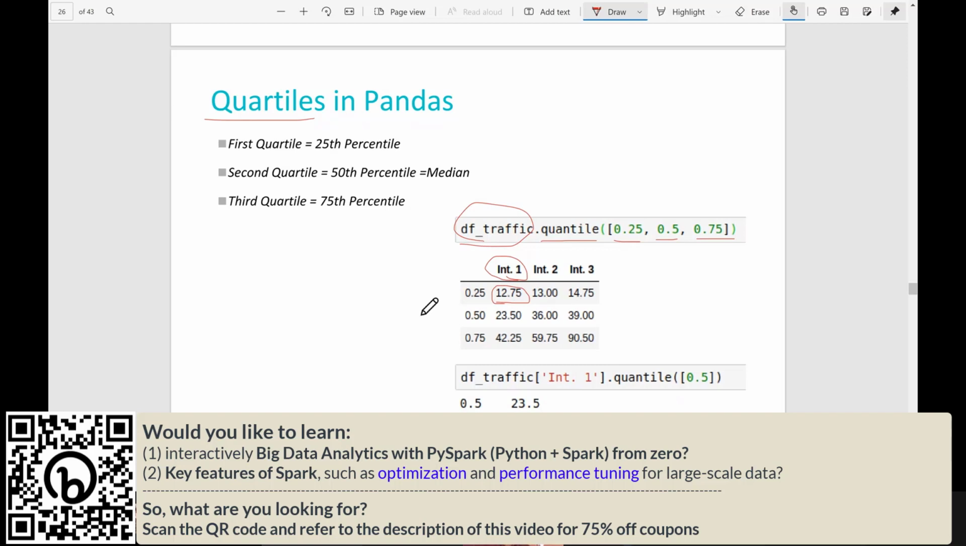Let's say 13, round it up. 25% of values are 13 or less than 13, right? If you consider intersection 3, it says at 75%, meaning 75% of traffic is 90 cars or less than that. So with this typical information, you can understand how data has been distributed.